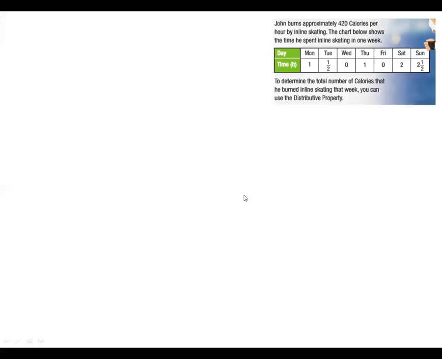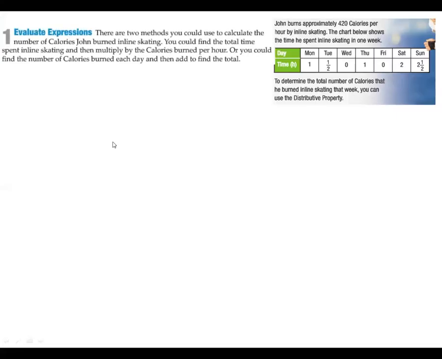So John burns approximately 420 calories per hour by inline skating. The chart below shows the time he spent inline skating in 1 week. To determine the total number of calories that he burned inline skating that week, you can use the distributive property. So there are two methods you could use to calculate the number of calories John burned. You could find the total time he spent inline skating, then multiply by the calories burned per hour, or you could find the number of calories burned each day, then add to find the total.